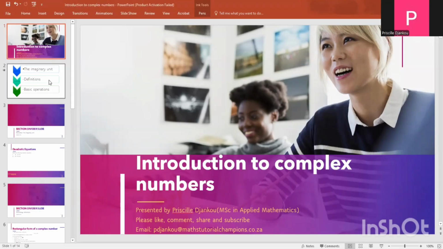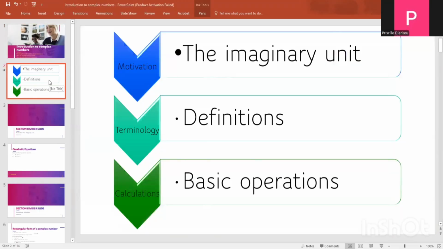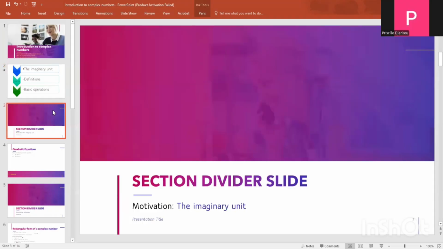Firstly, to introduce our concept, we're going to talk about the introduction of the imaginary unit, which is the main motivation behind the study of complex numbers. After that, we're going to define a few terms associated with complex numbers. And later on, we're going to talk about basic operations like addition, subtraction, multiplication, and division of complex numbers. Let's talk about the motivation.